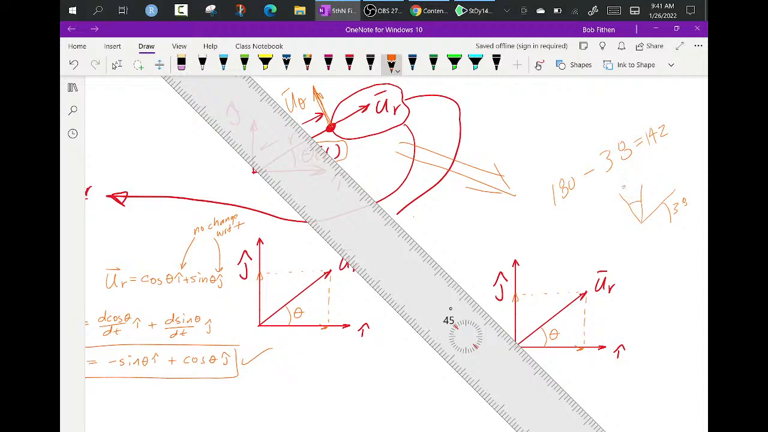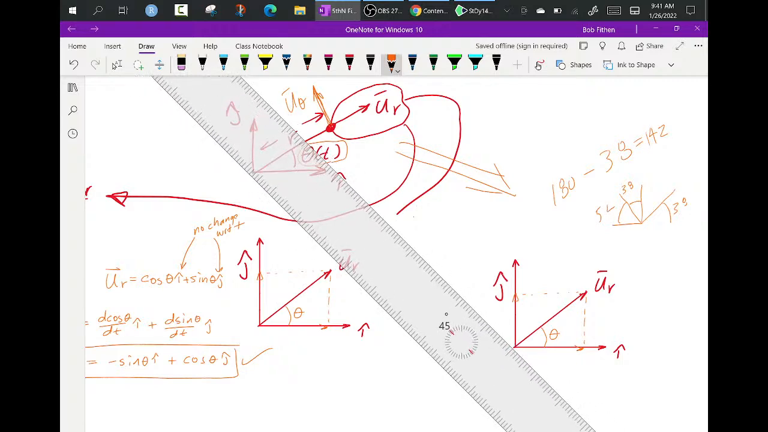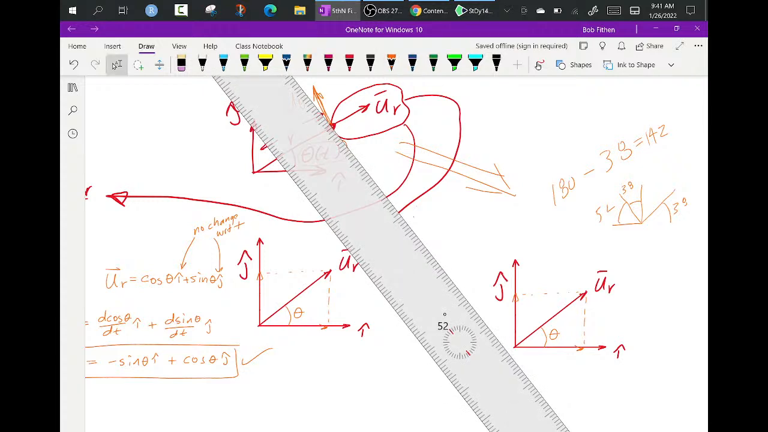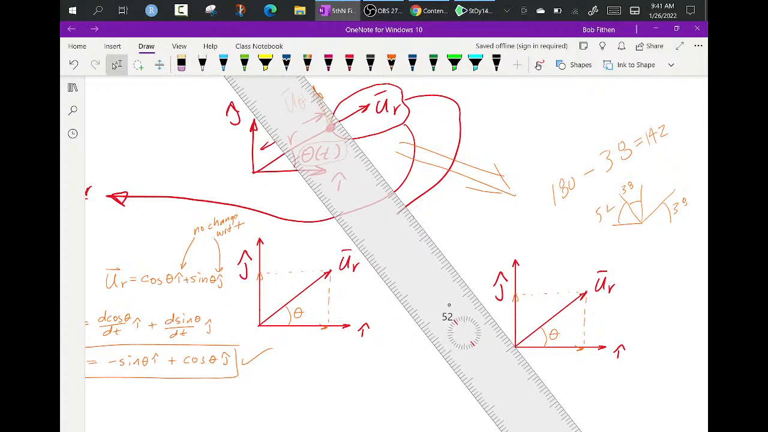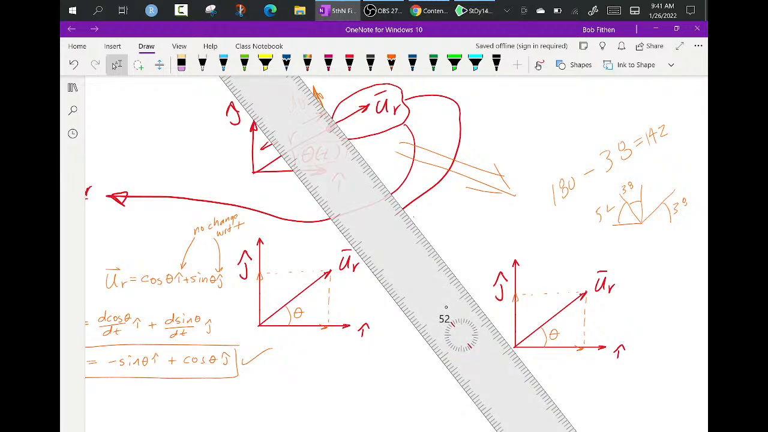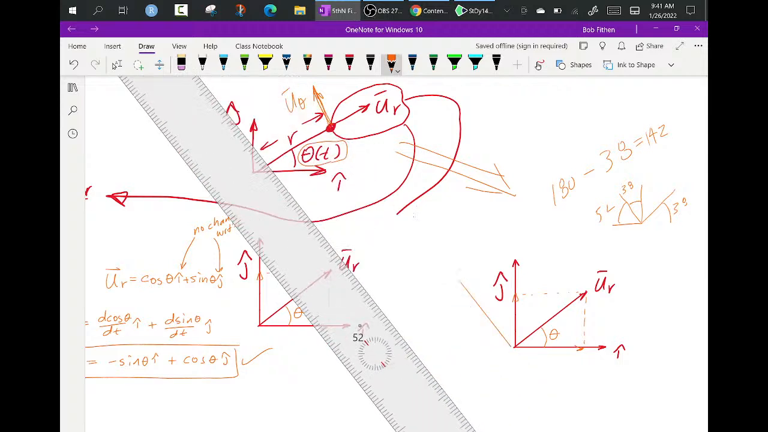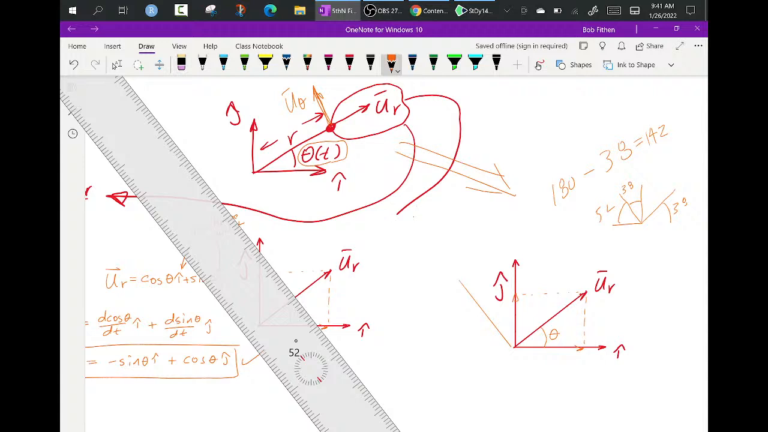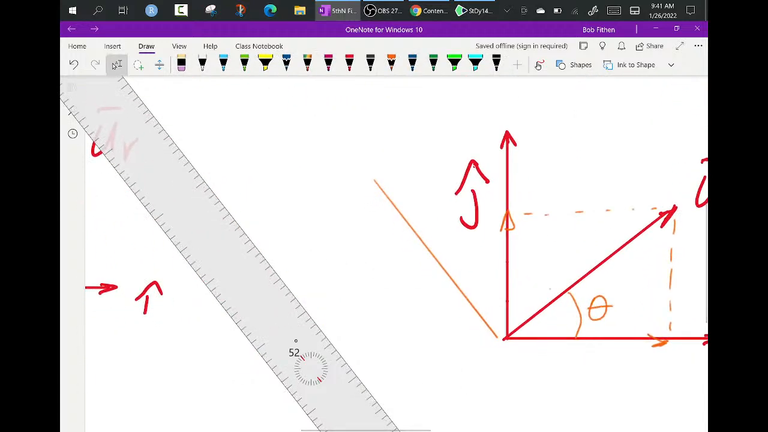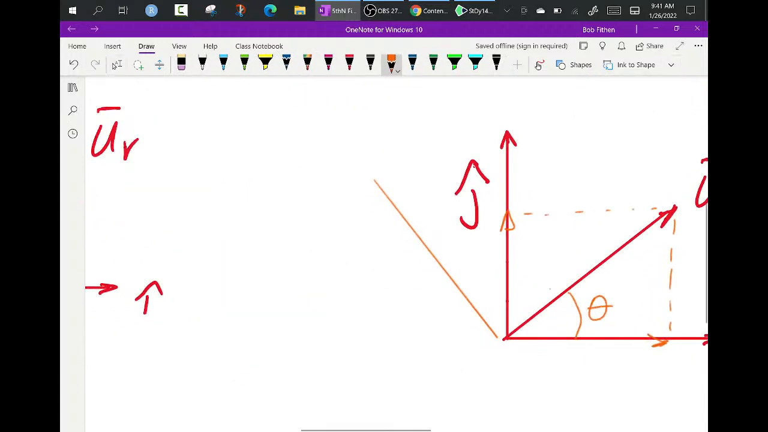that means this is 38. That means this is, what's 90 minus 38? What was that again? 52. Okay, so that's supposed to be 52. I'm trying to be real precise here. And again, it's 1, 2, 3, 4, 5. Well, you'll forgive me if I'm not touching the origin here. I tried to make it as best I could.